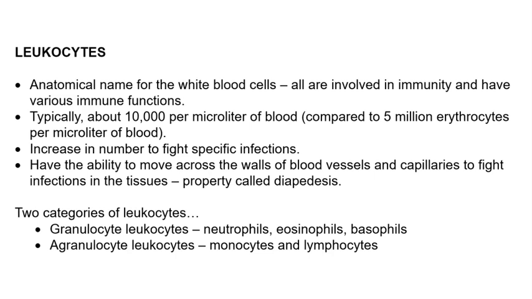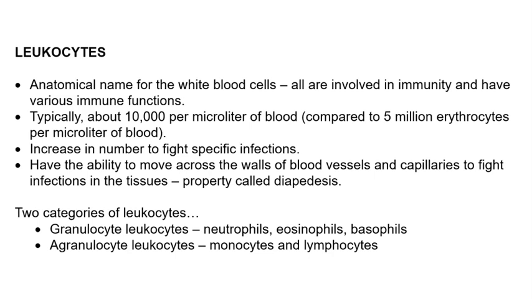Leukocytes are the anatomical name for the white blood cells. The leukocytes have various immune functions within the body. On average, there are approximately 10,000 leukocytes per microliter of blood. Recall that in the same microliter of blood, there are approximately 5 million erythrocytes. So the erythrocytes far outnumber the leukocytes in this case.